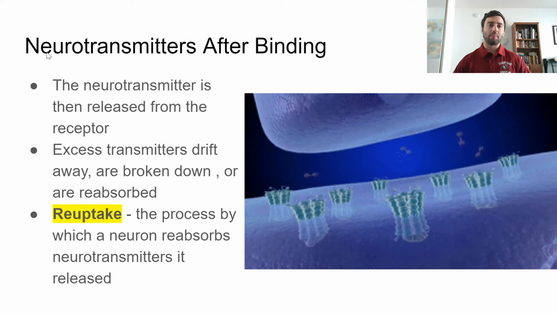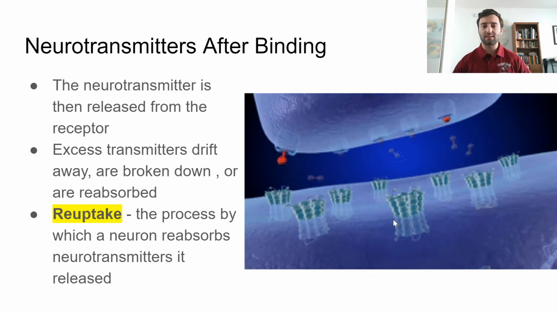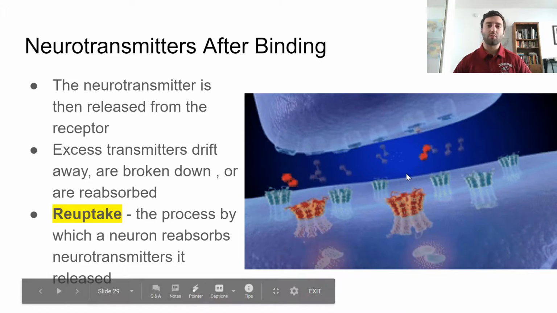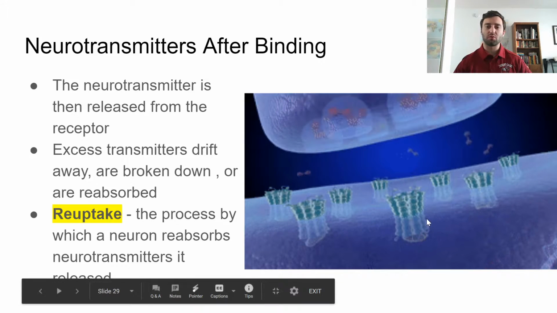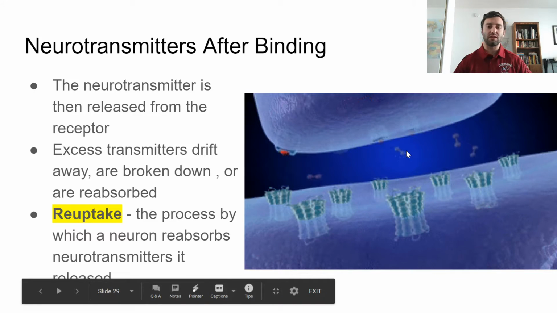Now, after those transmitters are bound, right? So they jump this gap and they bind with that neuron, they excite it or inhibit it. What's going to happen next is those neurotransmitters will be released. Okay? So they're actually going to bind and then they get released.